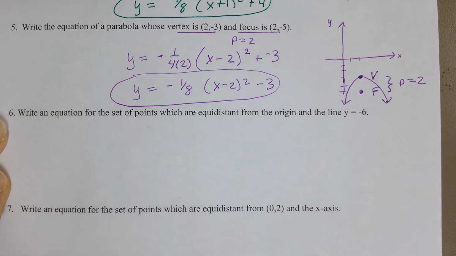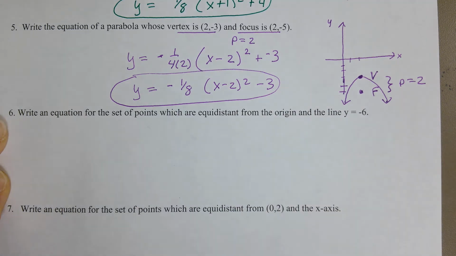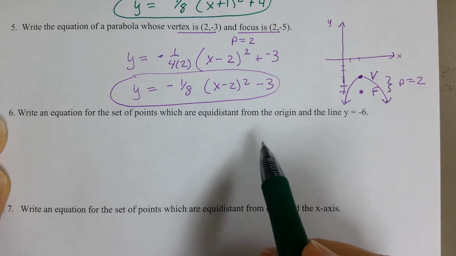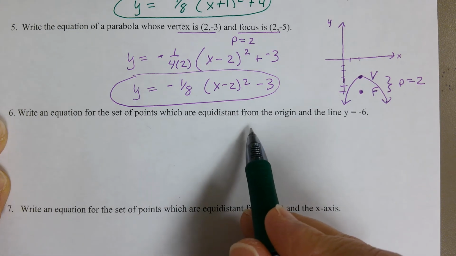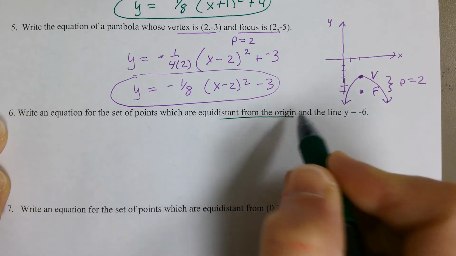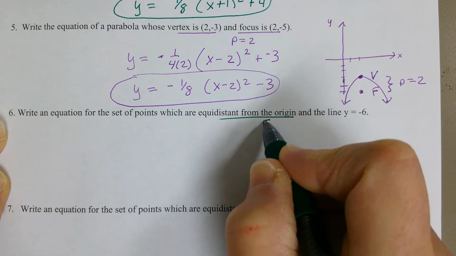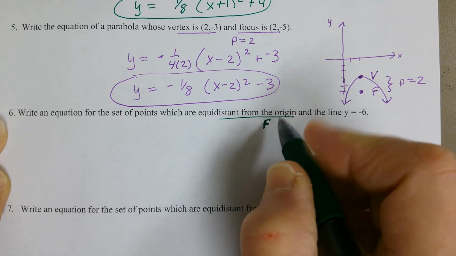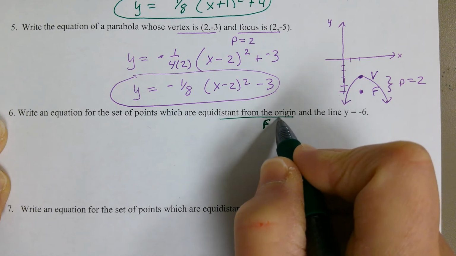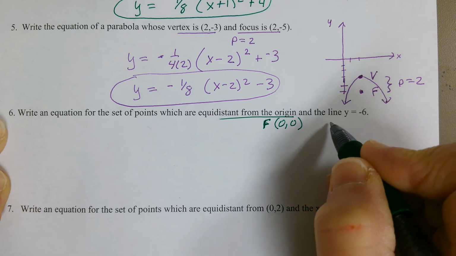Number 6, write an equation for the set of points which are equidistant from the origin and the line y equals -6. So this is the definition of a parabola. It's the set of all points equidistant from a point and a line. So equidistant from the origin, this is not the vertex, this is the focus. We have to find the vertex in this question. And this is a directrix.